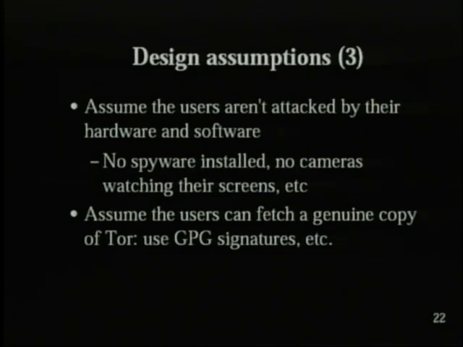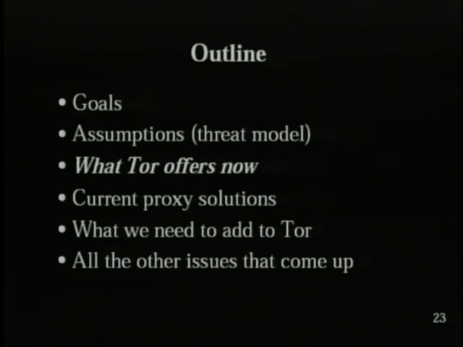And then also assume the users can actually get a good copy of Tor. If they go to the Tor website and China gives them a new program called Tor, or maybe it's China Tor or whatever they're going to call it, I can't solve that one either. But maybe PGP signatures and stuff like that will be a good start.